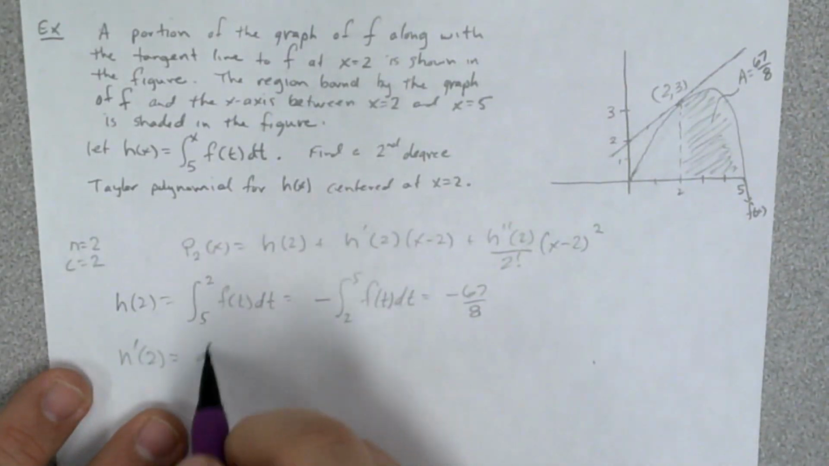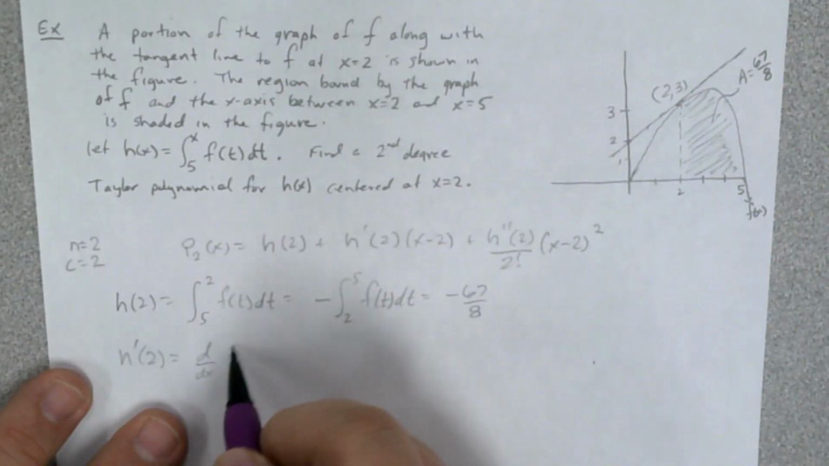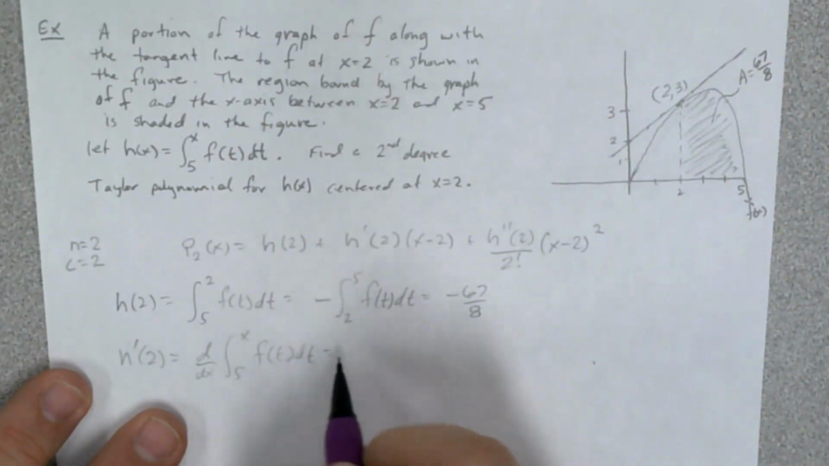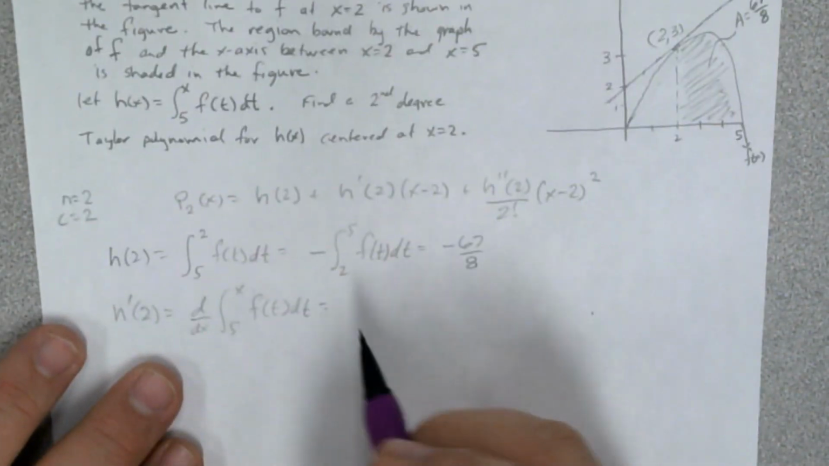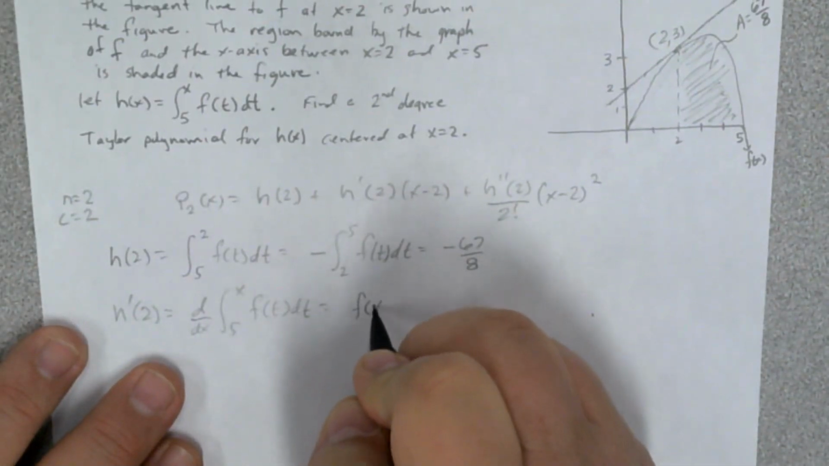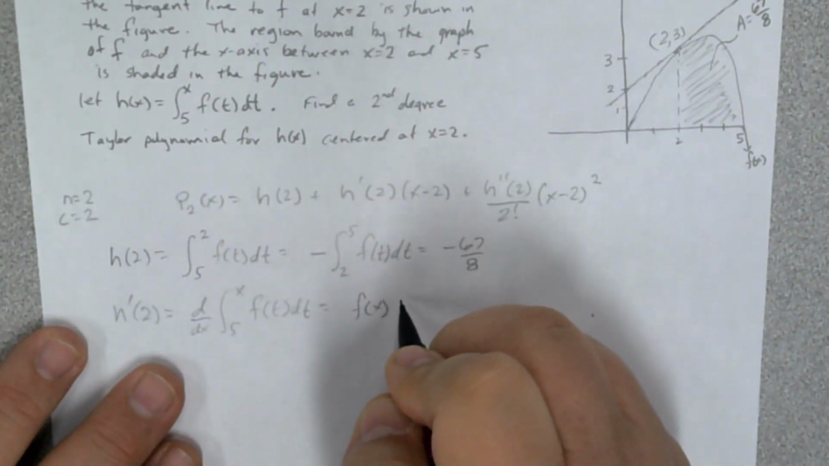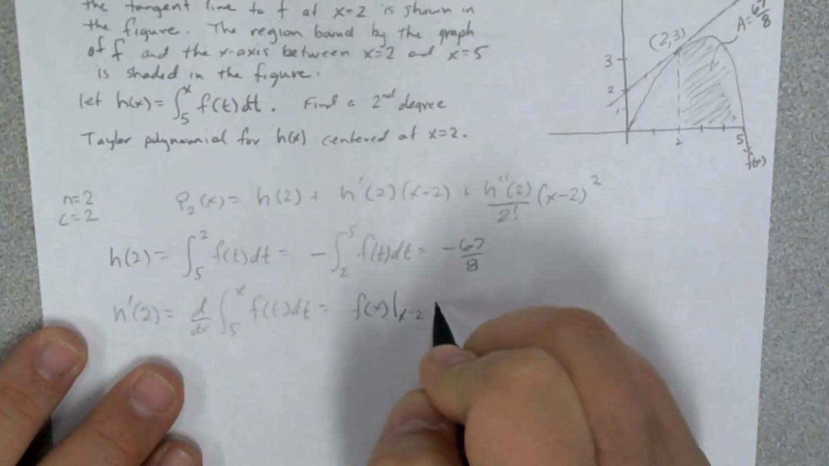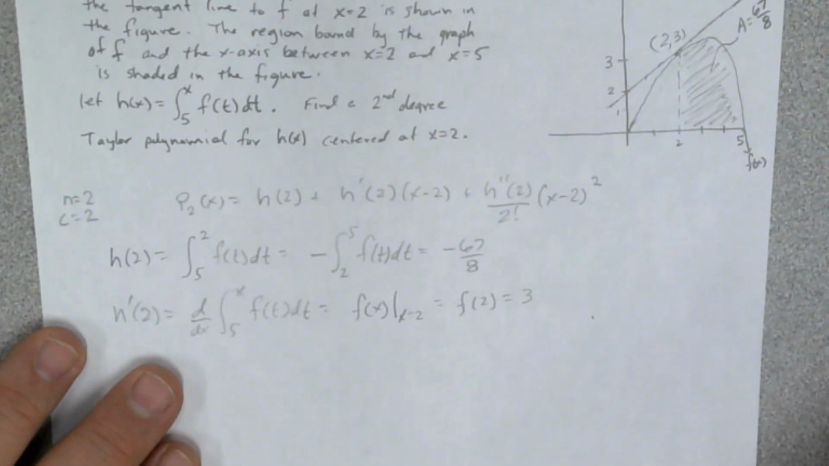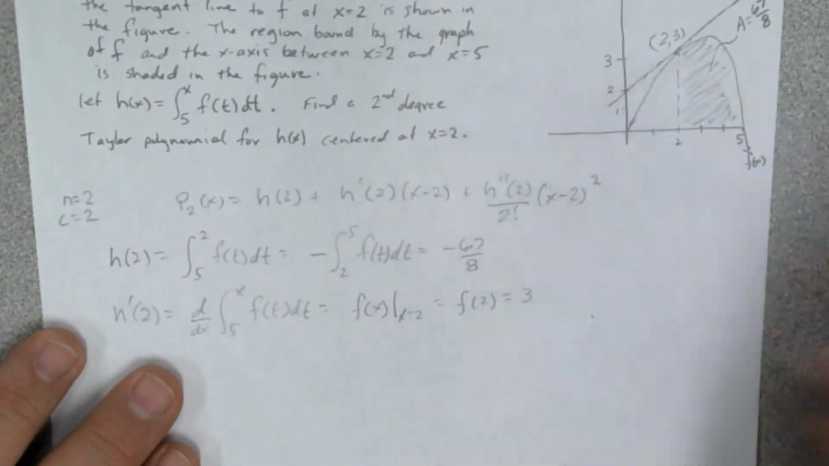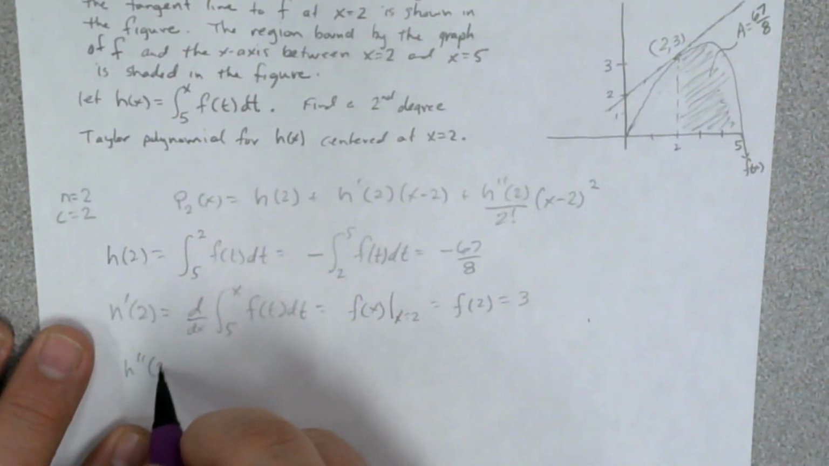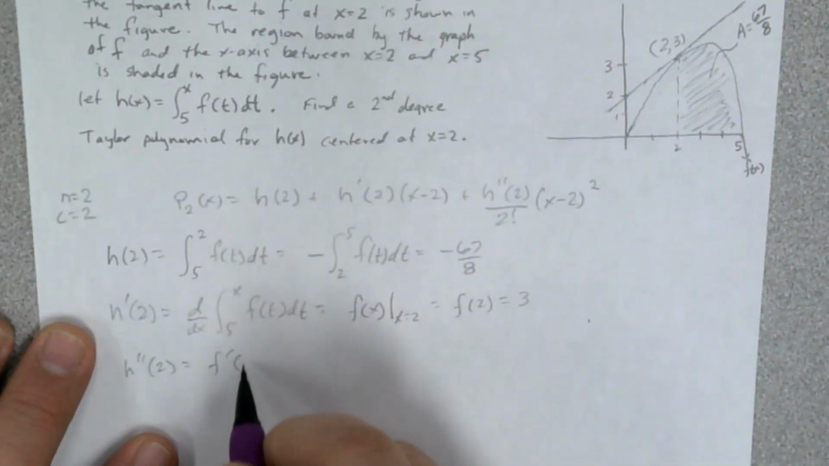Well, that's the derivative with respect to x of this function. So the fundamental theorem of calculus says that I'm going to get simply this thing right here plugged in here, which is f of x, and we want to evaluate this at x equals 2. So what is f of 2? It is 3. And so what is h double prime? Well, that'll be f prime at 2.